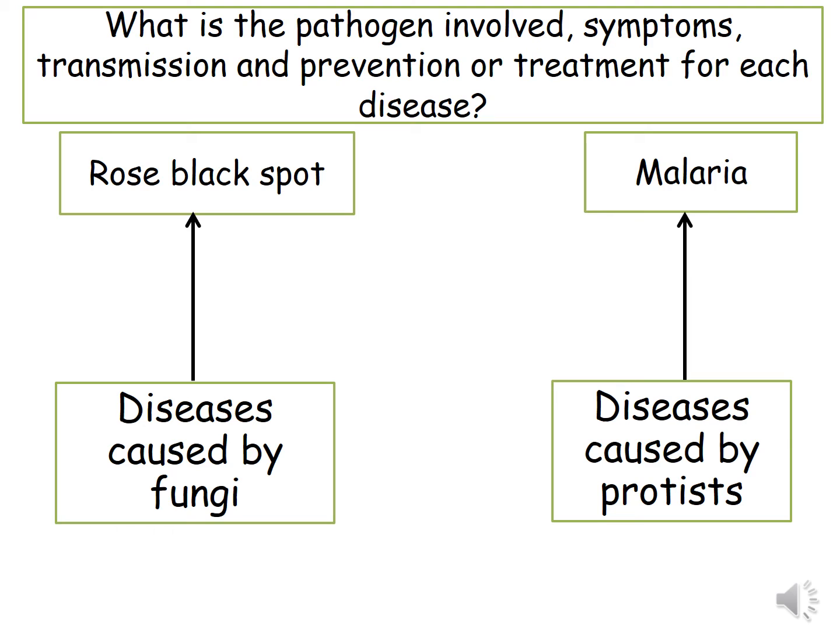Draw two separate mind maps, one for diseases caused by fungi, which is rose black spot, and another mind map for diseases caused by protists, which is malaria. For each mind map, state the pathogen that's involved, symptoms, transmission, and prevention or treatment for each disease.